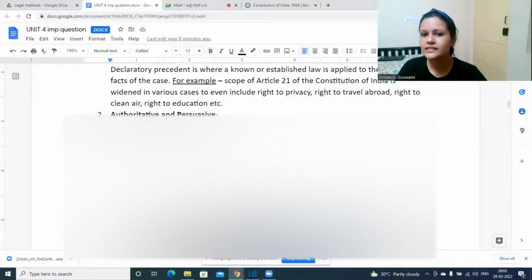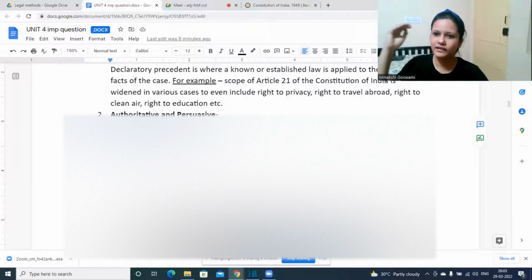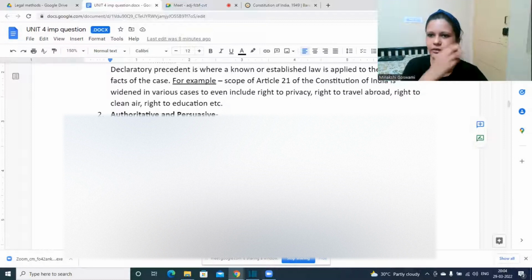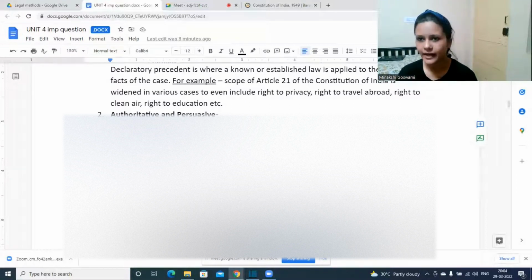Authoritative precedent is one which must be followed by judges whether they approve it or not. Like if the Supreme Court of India says something, it does not matter whether you agree or approve that decision or not, you will have to follow that. Take for example, the Karnataka High Court has said that wearing a burqa is not allowed in school.